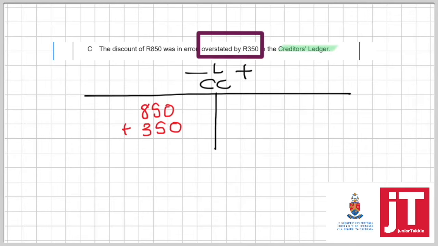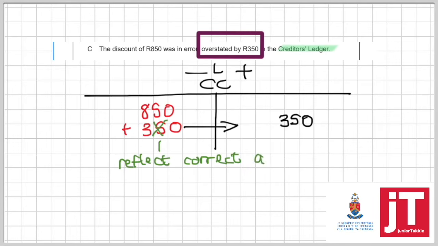How do I know this is on the debit side? Discount means that we've received discount. We paid less for early settlement of account. So to correct this, we need to take that $350 out. So we need to show it on the credit side. By taking it out, always remember what effect that will have on the balance. It will have a positive effect. We've overstated the debit side, which means that we owe them more money. By taking that $350 out, it will now reflect the correct amount, which is $850.